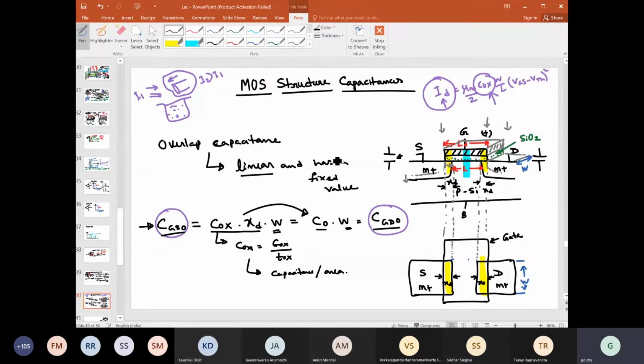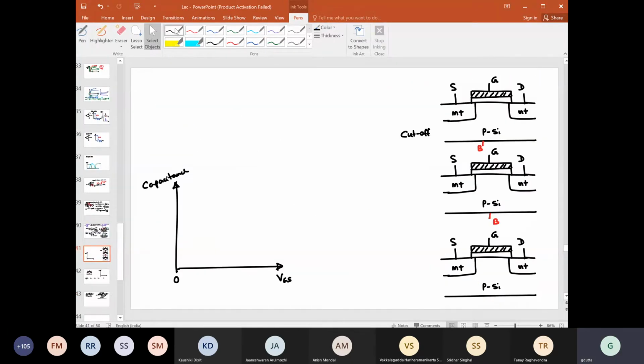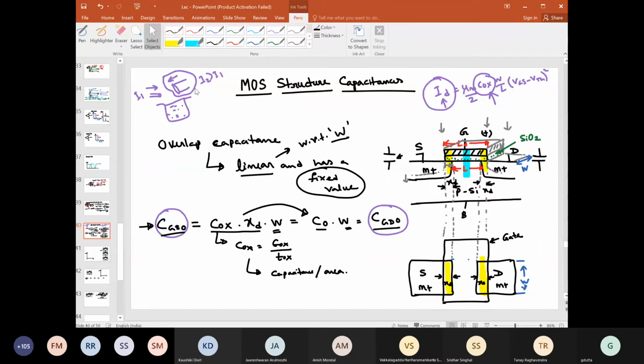So that's what we can say, that this value is fixed, the overlap capacitance. And linear means with respect to W. Okay. So far we have focused on this side, the overlap capacitances.